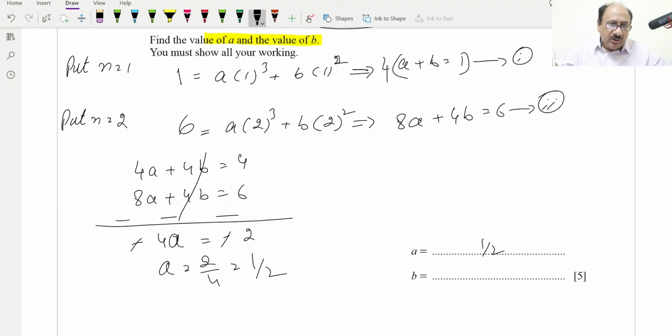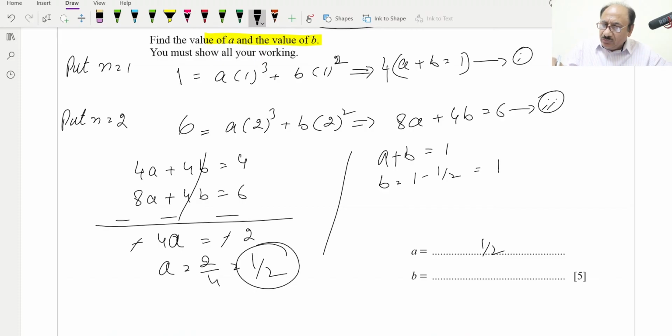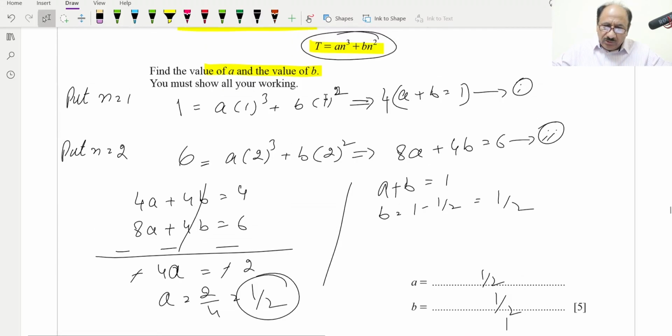You can write this one, and then this a value we can replace in any of these two equations. We have the equation a plus b is equal to 1, so we can replace in this to get the b value. a is 1 by 2, so b is equal to 1 minus 1 by 2, which is equal to 1 by 2. So we can write b value also as 1 by 2. Hopefully you understood this.